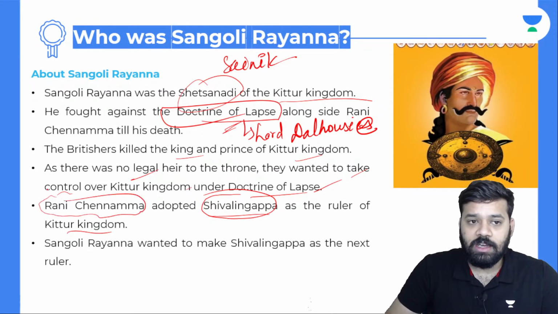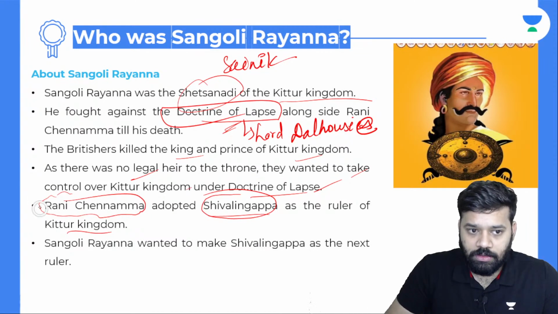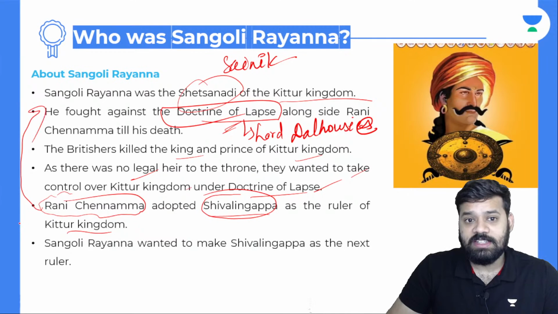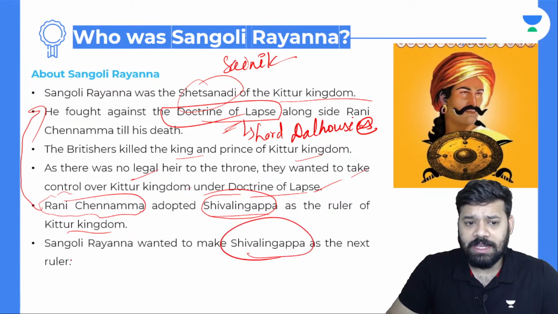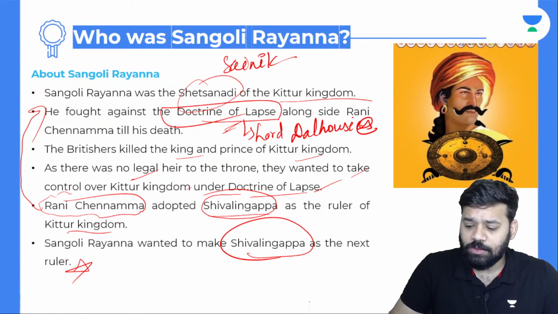After Kittur Rani Chennamma, it was her Sainik, her trusty, her confidant, Sangoli Rayana from the Kittur kingdom, who started waging guerrilla wars. More about this later on. Sangoli Rayana wanted to make Shivalingappa the next ruler. That was the sole aim of Sangoli Rayana as well as Kittur Rani Chennamma.